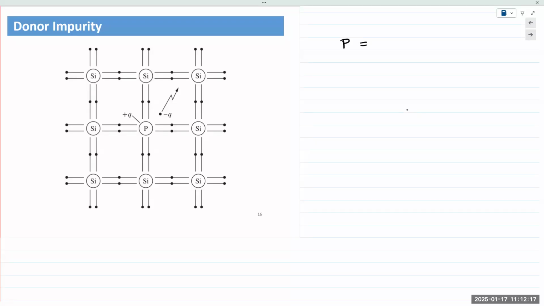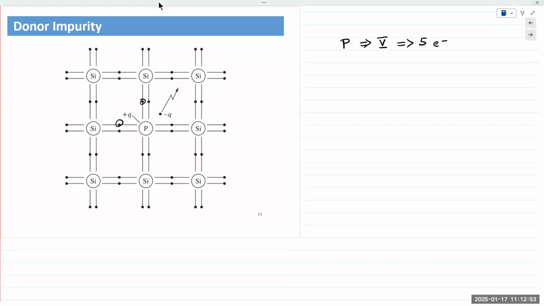Phosphorus has 5 electrons. It's from column 5 of the periodic table, so it has 5 electrons in its outermost orbit. A phosphorus atom, when implanted or introduced into the silicon lattice, will displace the silicon atom, represented right here in the center. And 4 of its valence electrons will form a covalent bond with 4 neighboring silicon atoms.